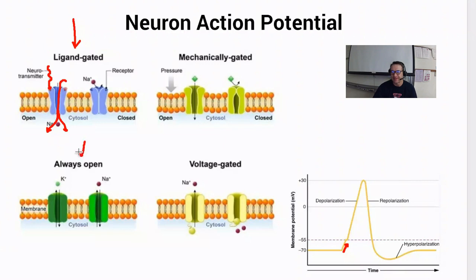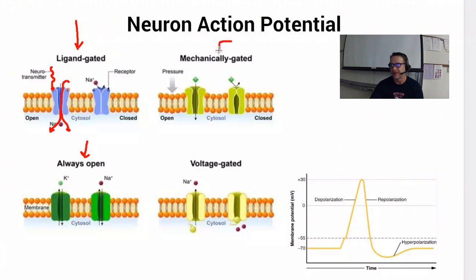And down here you have the leak channels, and these aren't really important in generating an action potential. Remember, these are always open. These allow potassium to mainly diffuse out of the neuron from high concentration of potassium inside to low concentration of potassium outside. And fewer of these are sodium leak channels, which allow sodium to slowly leak into the neuron from high concentration of sodium outside to low concentration inside. So these are for helping to maintain the resting membrane potential, not for an action potential.